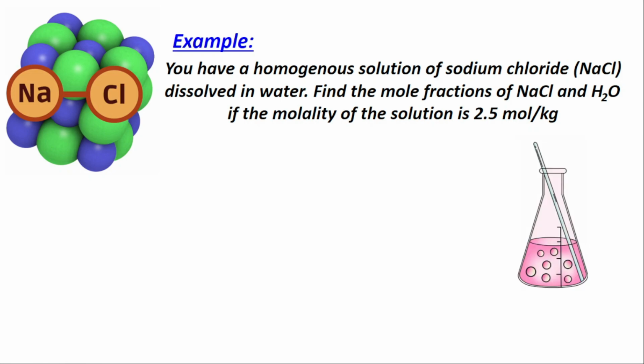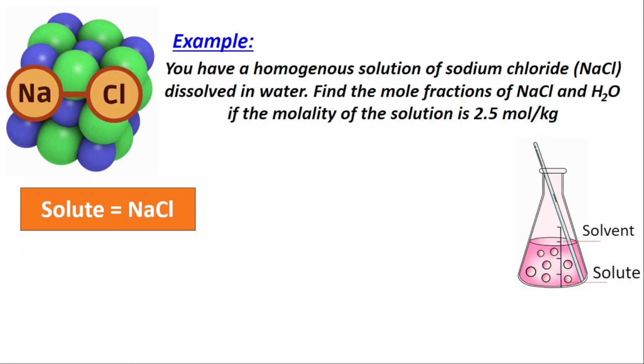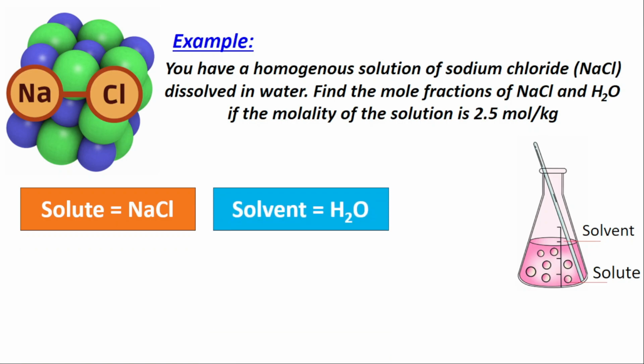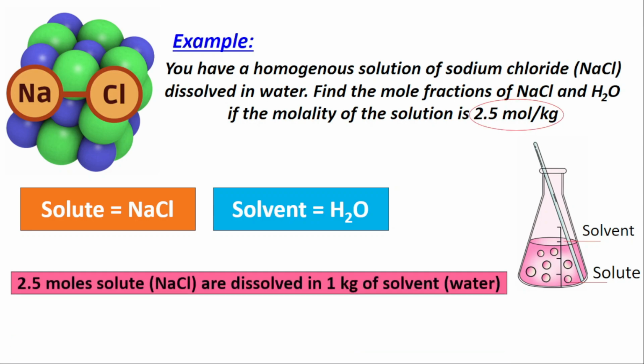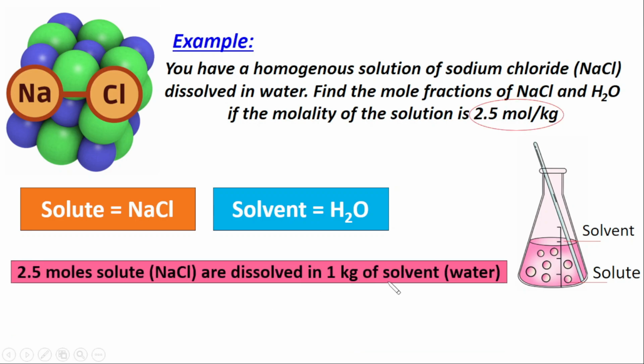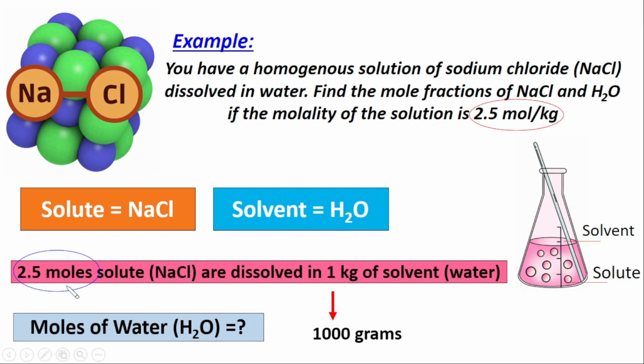So now we know that for a homogeneously prepared chemical solution, there are only two components, that is a solute and a solvent. The solute in this example is NaCl, while water, H2O, is the solvent. The molality of the solution is given, that is 2.5 moles per kg, which means 2.5 moles of NaCl are dissolved in 1 kilogram of solvent water, where 1 kg represents a mass of 1000 grams. Now, the moles of NaCl are already known, 2.5, while the moles of H2O are unknown, so our first step is to find the number of moles of water in this solution.